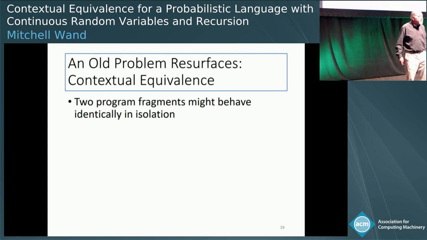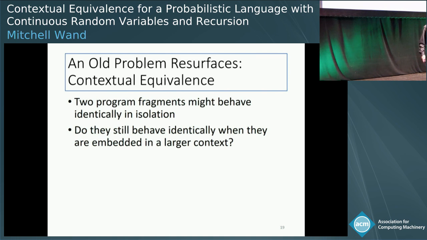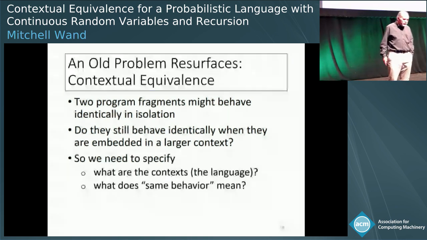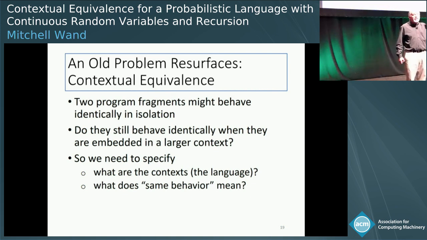Two program fragments might behave identically in isolation, but we don't know necessarily whether they still behave identically when they are embedded in some larger context. And this is the kind of issue that a compiler needs to deal with when it is doing program transformations. All right. So to attack this problem, we need to specify what are the contexts, that is, what language are we talking about? And uniquely for this probabilistic setting, we need to be careful to understand what we mean by has the same behavior.